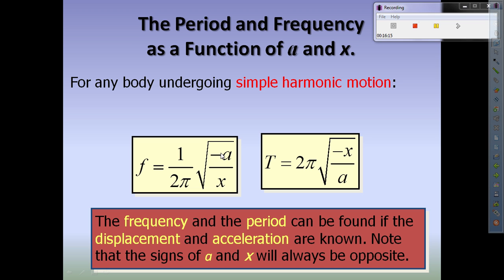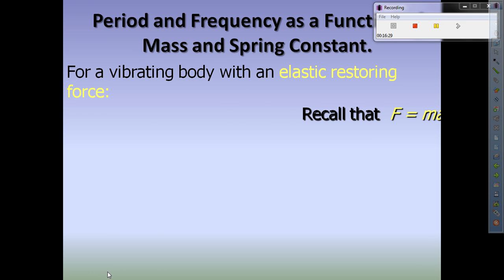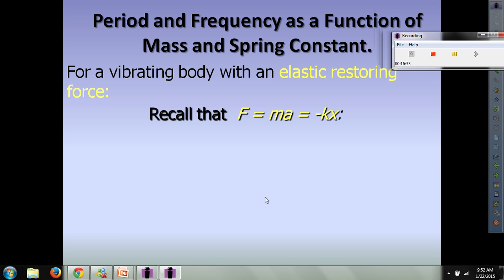So I have negative A, positive X, and then T is 2 pi times the square root of negative X over A. So make sure that you get those equations. X is your displacement, A is your acceleration. Now, period and frequency as a function of the mass and the spring constant.